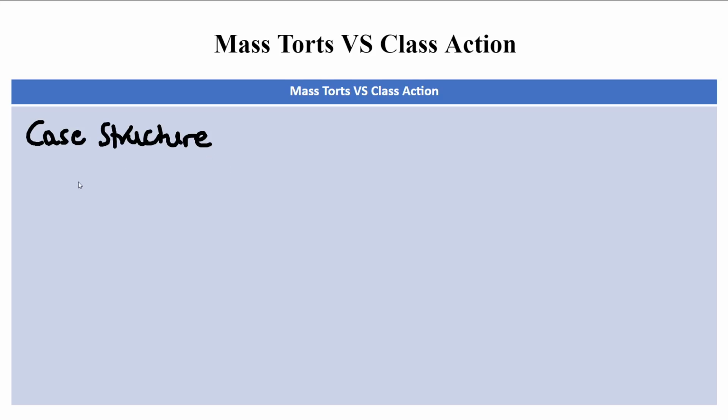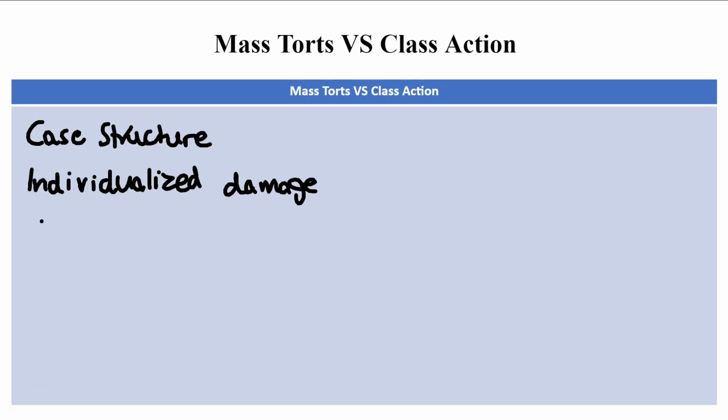Then we have individualized damage. Now, damages in mass tort cases are calculated based on the specific harm suffered by each plaintiff. Factors include medical bills, lost wages, pain and suffering, and emotional distress. For example, if two individuals are harmed by the same defective drug, one might receive more compensation if their injuries are more severe or long term.